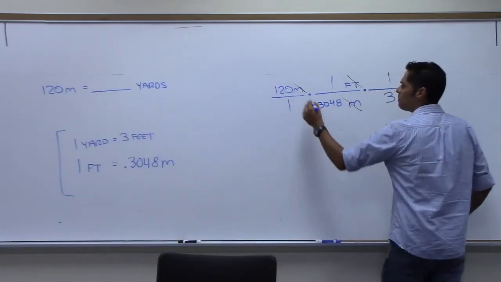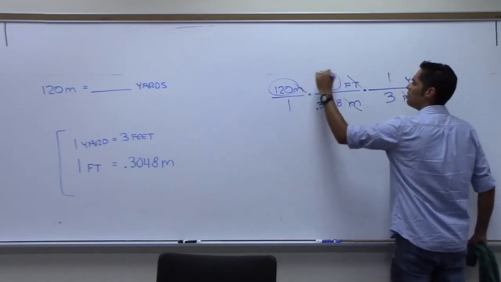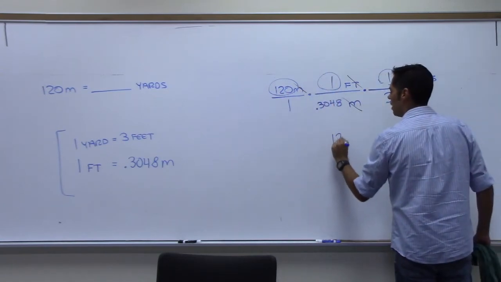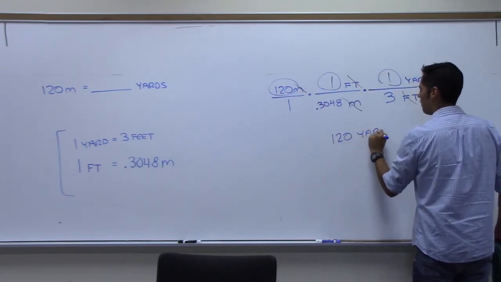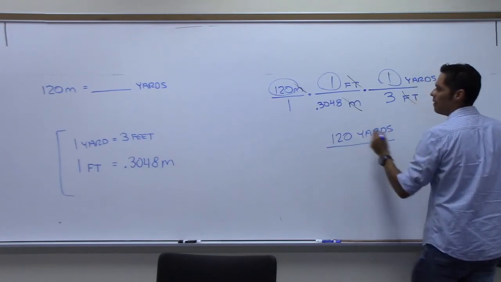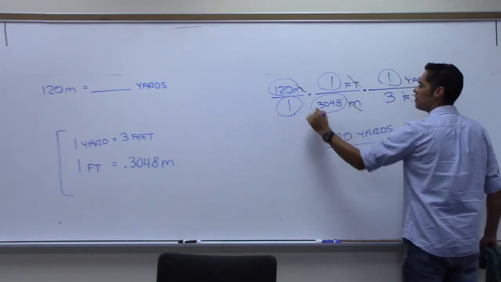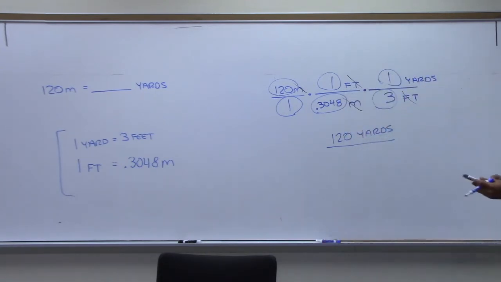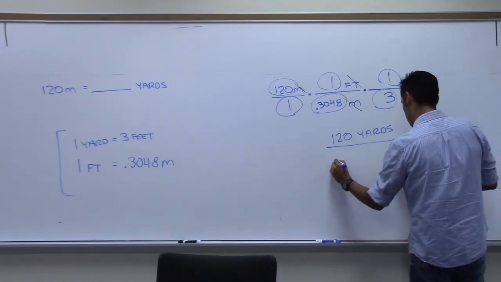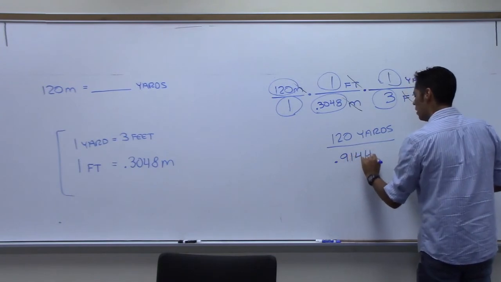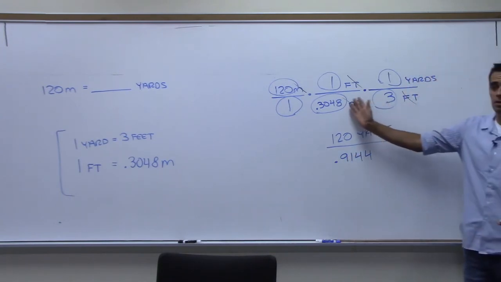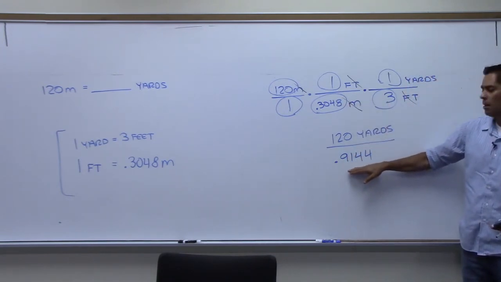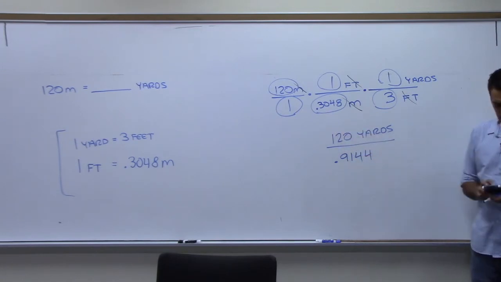All right, so I'm going to multiply just the numbers across. 120 times 1 times 1, so I get 120 yards over, and then these numbers, 1 times this times this. So I need to get my calculator and do that. And I get 0.9144. And notice that all the units are gone, so it's just a number down there.